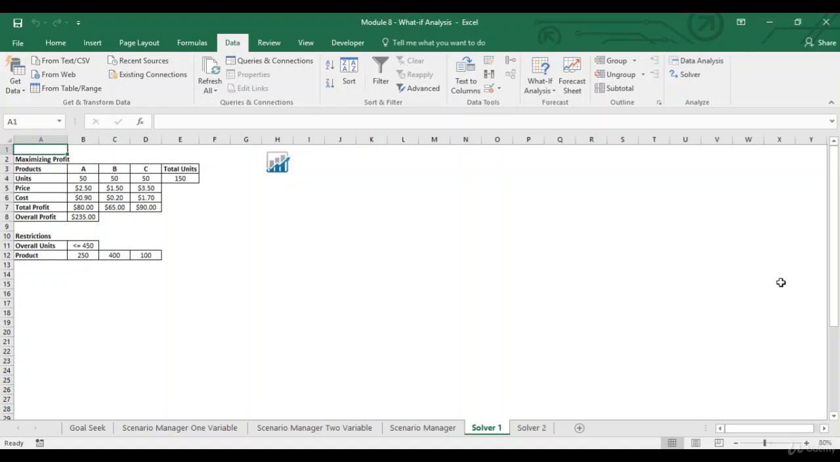Hi, in this session we'll discuss solver. Now solver is used when you have a value in mind for your dependent variable, or you want to maximize the dependent value or minimize it, and you want to change the values of the input variables to achieve that value. So basically it's exactly opposite of what-if analysis.